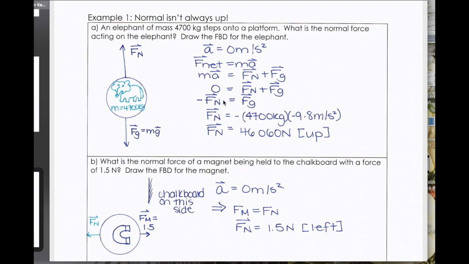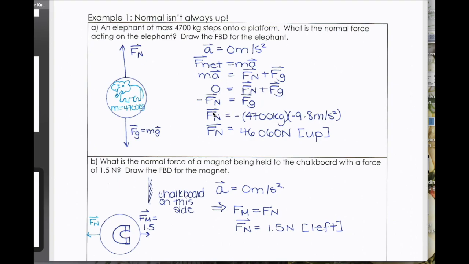Because on the platform, the elephant isn't falling through the platform, our acceleration is going to be 0. So we set up our F of net equals mass times acceleration. Our F of net is going to be broken down into F of n, our normal force, plus F of g, the gravitational force. The acceleration of the object is 0, so 0 times the mass is just going to be 0, so 0 equals F of n plus F of g.